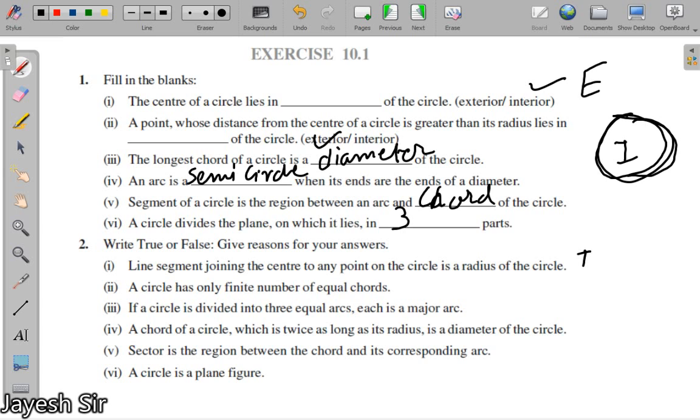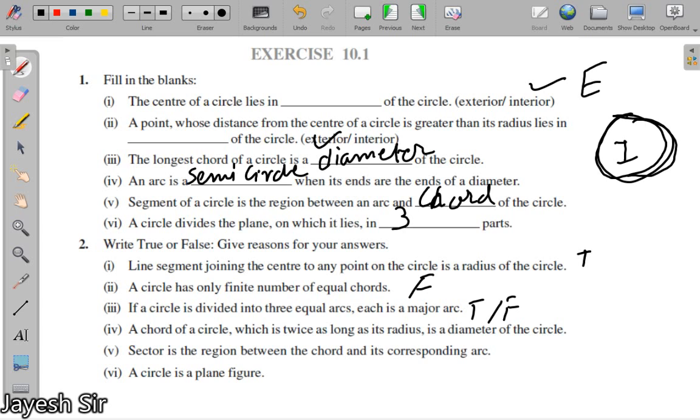A circle has only a finite number of equal chords. It is not necessary, there are an infinite number of equal chords. If a circle is divided into three equal arcs, each is a major arc. Yes, you can call them all major arcs. They are actually equal arcs, but you can call them major arc or minor arc. It might be true or false. Please check the answer at the back.